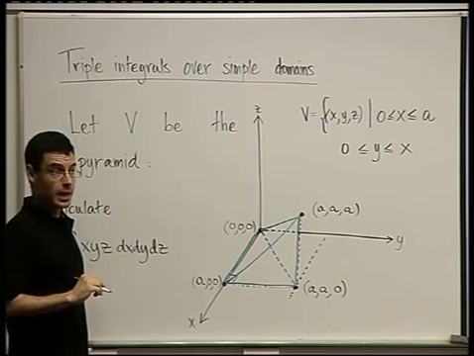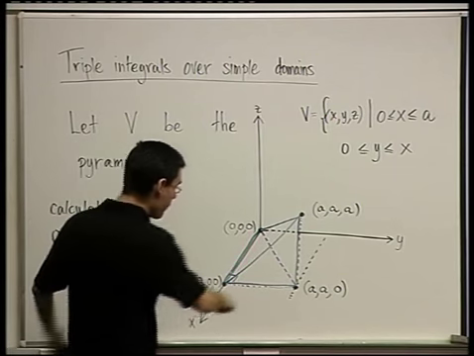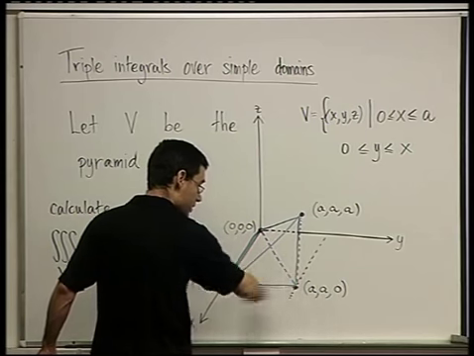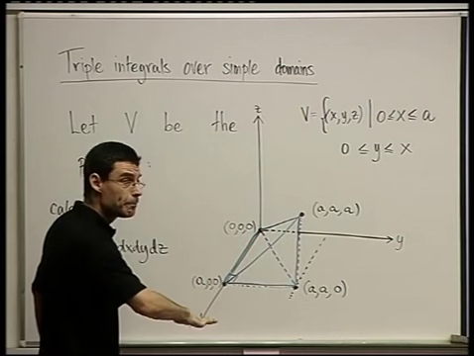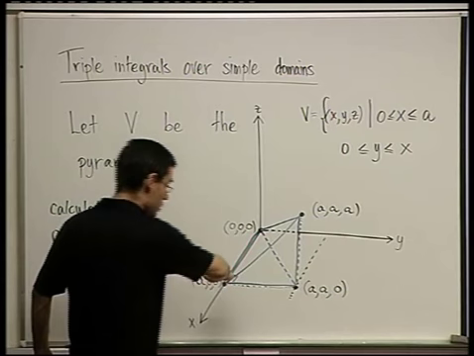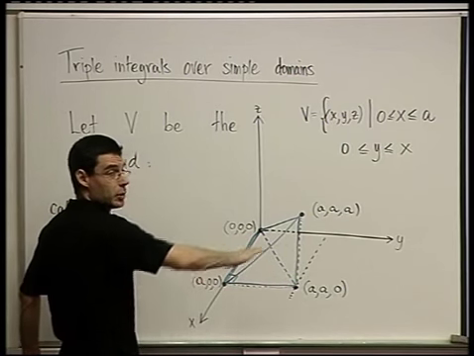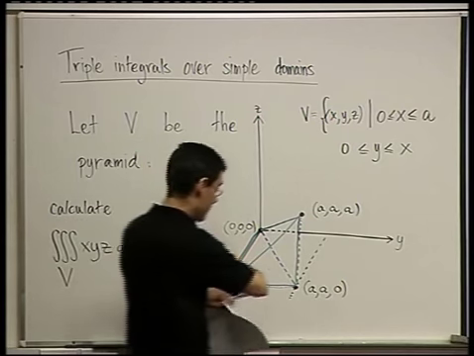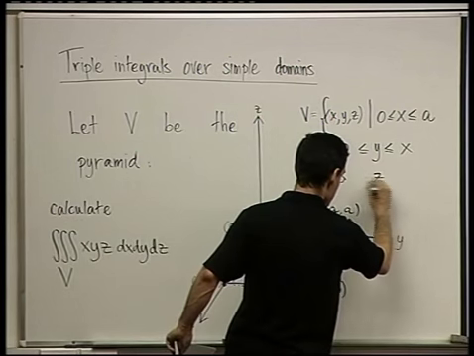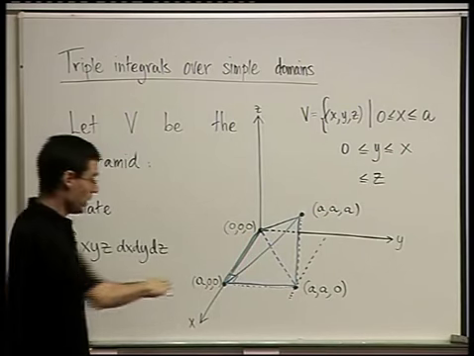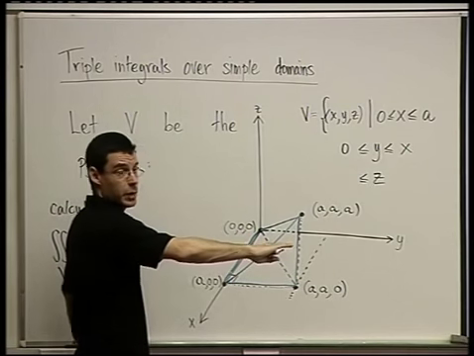Clear? And now, for every fixed point x, y in this bottom face on the floor, the z's range from the floor, what is the floor in terms of x and y? z should be restricted between two functions of x and y. What is the floor as a function of x and y?